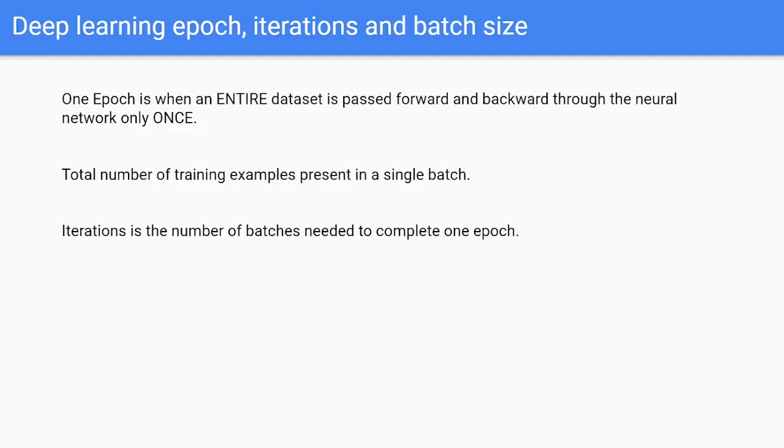Deep learning epoch, iterations, and batch size. One epoch is when an entire dataset is passed forward and backward through the neural network only once. The total number of training examples present in a single batch is the batch size. Iterations is the number of batches needed to complete one epoch. These parameters determine the rate at which samples are fed to the model for training.